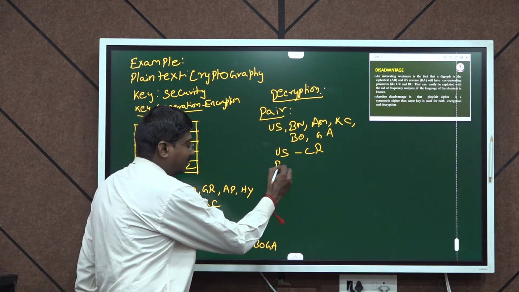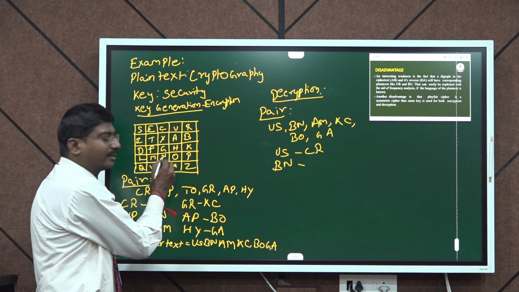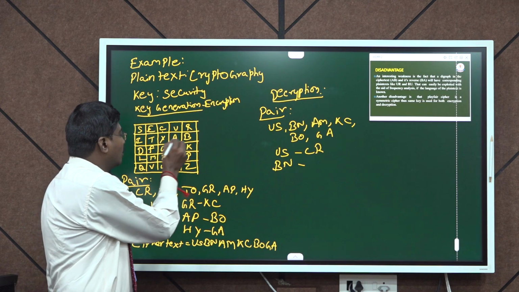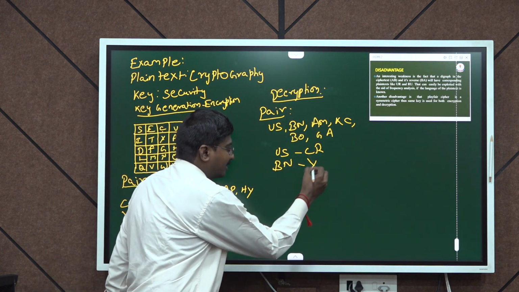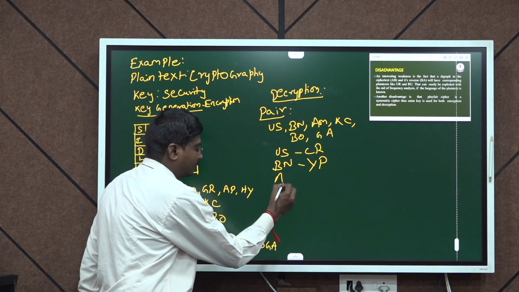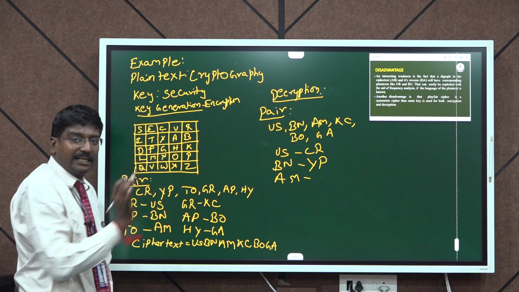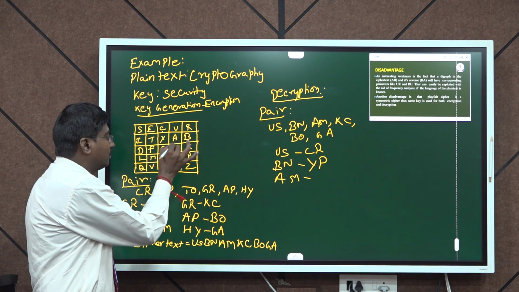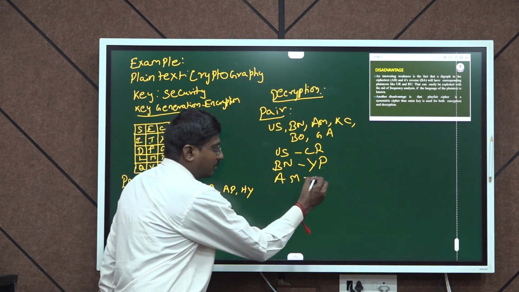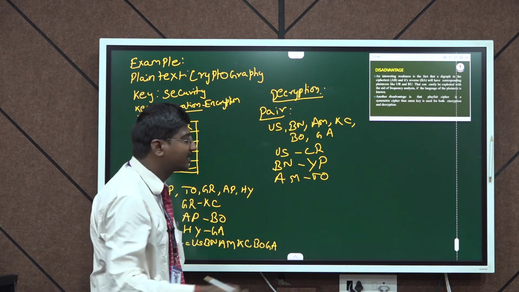The next element is BN. B is here, N is here. We form a rectangle and you get Y and P. You can see YP is the opposite corner of BN. Next is AM. Where are A and M? Once again, you form a rectangle, and the opposite corners are T and O. So the replacement for AM is TO.